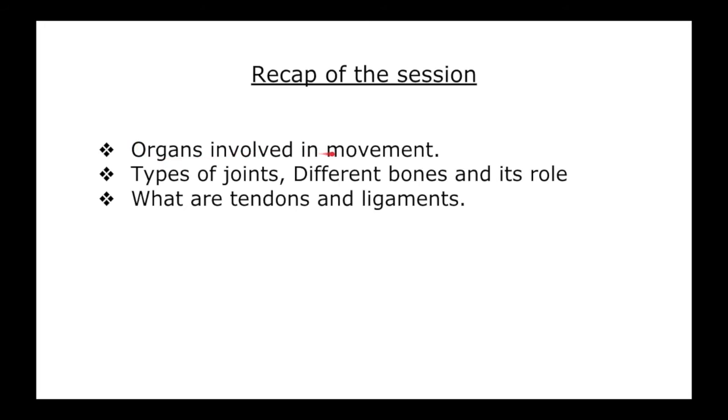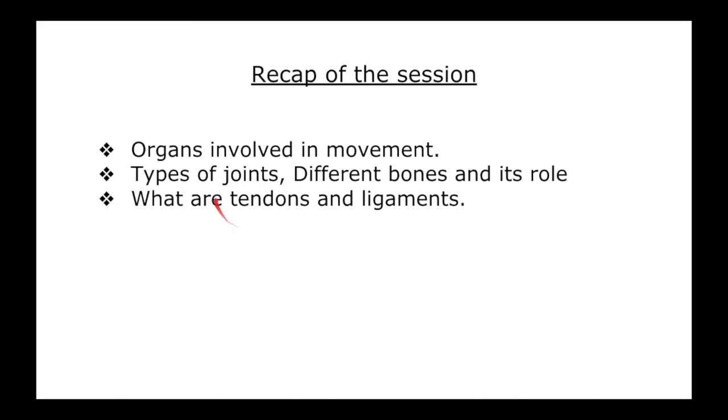Now, the organs involved in movements are mainly bones and muscles. What are the different types of joints present in our human body? Ball and socket joint, pivotal joint, hinge joint, and fixed joint. And the different kinds of bones are the rib cage, backbone, shoulder bone, and the last one is the pelvic bone. What is their role? Apart from facilitating movement, each of the main bones gives protection to the internal vital organs.